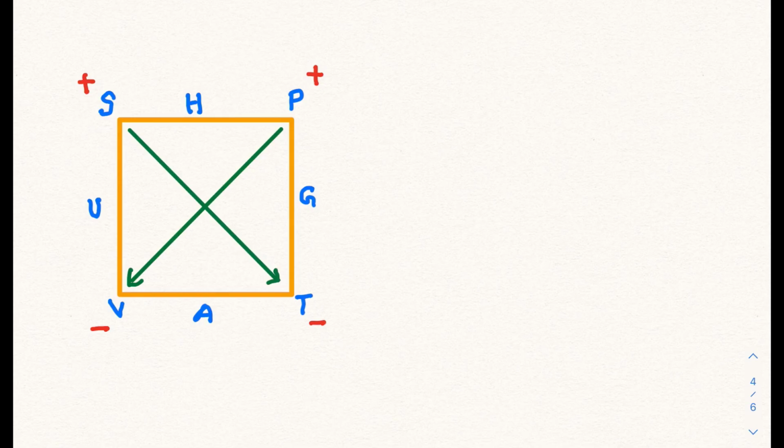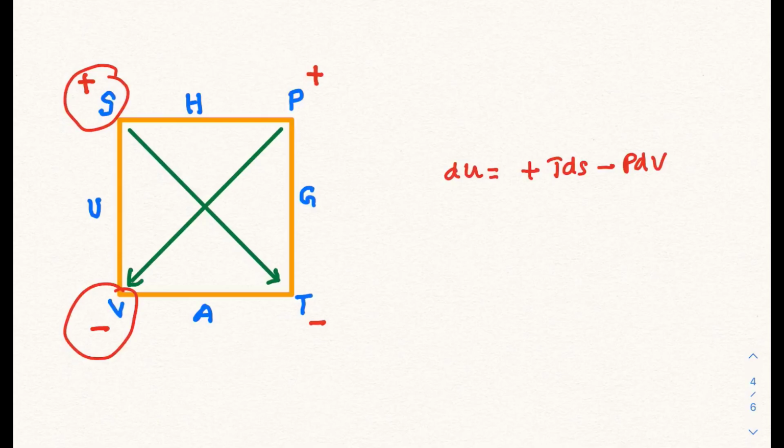Now, dU equals plus T dS minus P dV. As S is positive, the first term is positive and the second term gets minus sign as V is on arrow pointer.